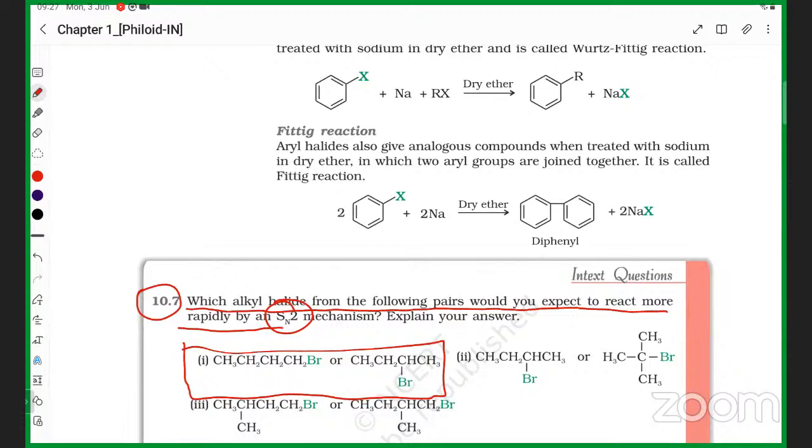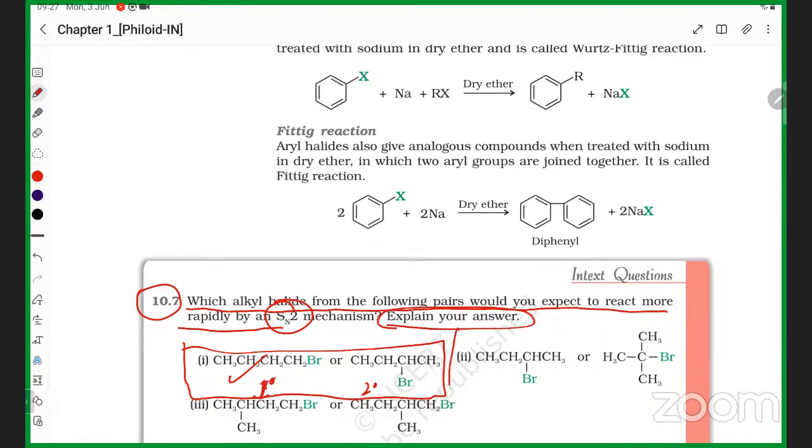SN2, the first one will be faster. Why? They are asking, explain your answer. Because the first one is 1 degree carbon, while the second one is 2 degree carbon. This is not the carbocation. In the SN2 reaction, there is no carbocation.